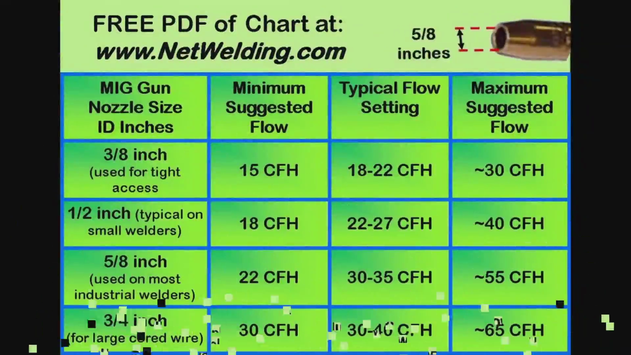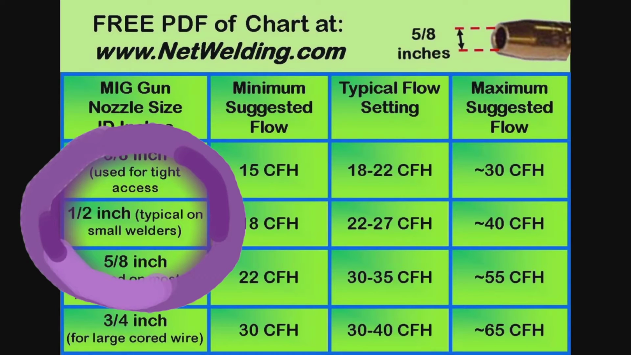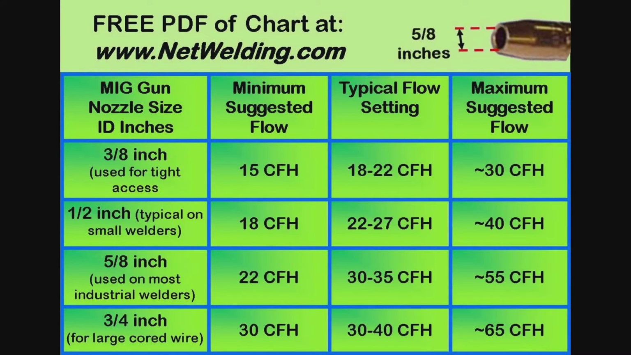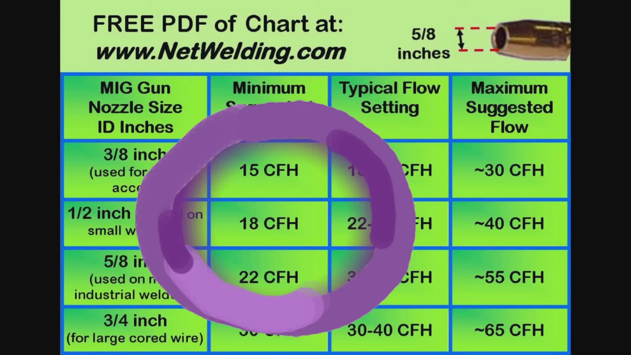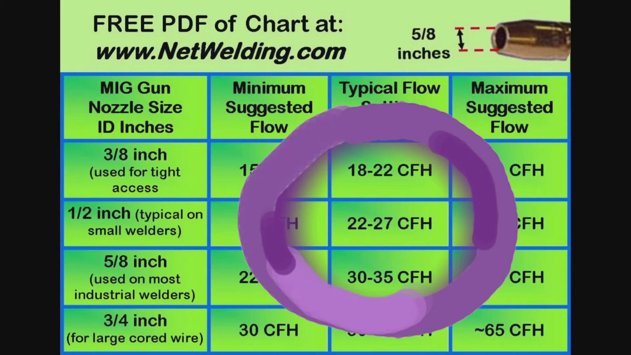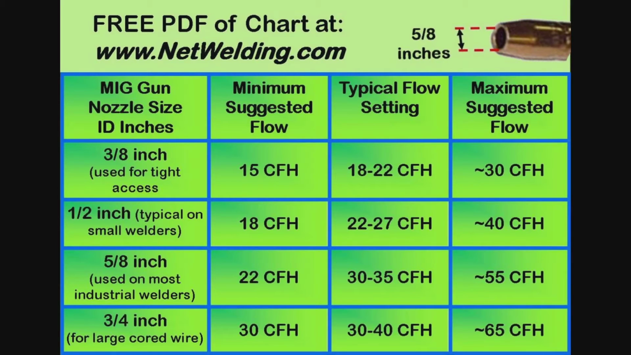This table presents suggested flows. First, select the nozzle inside diameter that's being used. For example, the typical nozzle size used on low current MIG welding is a 1/2 inch diameter. Then a flow rate as low as 18 cubic feet per hour can be used if making fillet welds in a low draft environment. Typically 22 to 27 cubic feet per hour is the range to set for most welds.